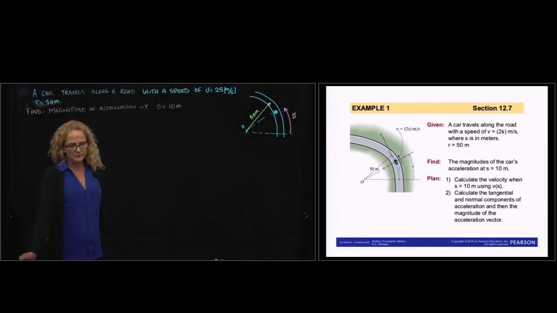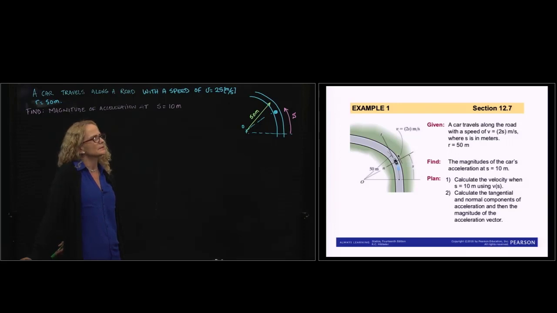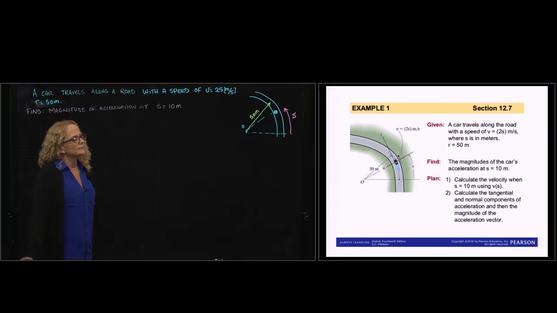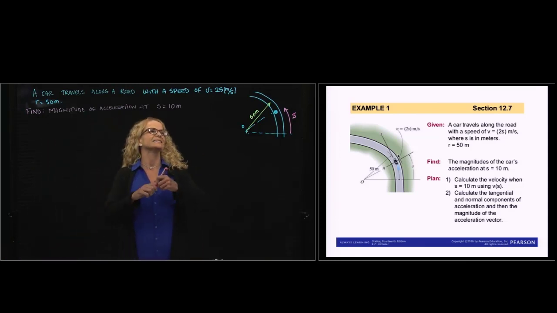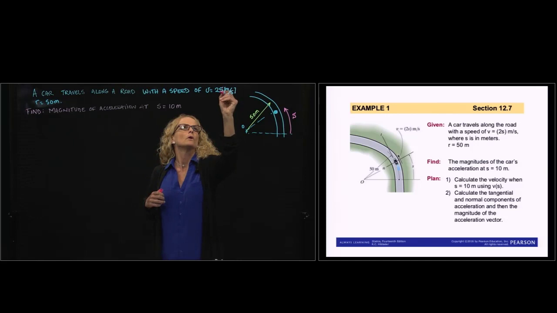Okay, this is the first example for section 12.7. We are talking about solving the problem using tangential-normal coordinates, because we have a car traveling along a road with a speed of 2s. So we are giving the speed in terms of the path.